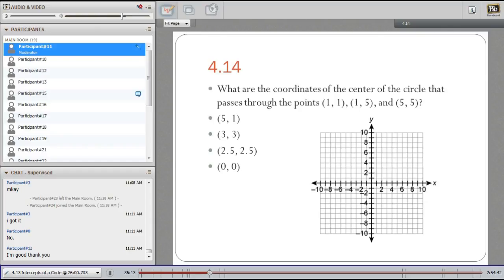All right, 4.14. What are the coordinates of the center of the circle that passes through the points (1, 1), (1, 5), and (5, 5)? What we want to do here is graph these points first, and then we'll be able to find the center of the circle and our radius so that we're able to write the equation. Now, we could also possibly just pick this up from the graph. So let's graph it first and see what happens. So I'm going to graph the point (1, 1). I'm going to graph the point (1, 5). And I'm going to graph the point (5, 5).